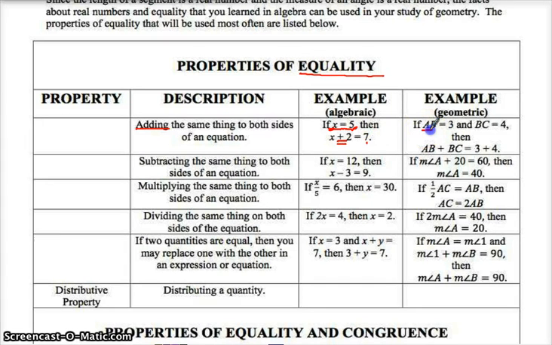Geometrically, we might say some length AB is equal to 3, and length BC is equal to 4. If we added AB plus BC, shouldn't that equal 7? Yes, it should equal 3 plus 4, because AB equals 3 and BC equals 4. So this is a true statement. We call this the addition property.